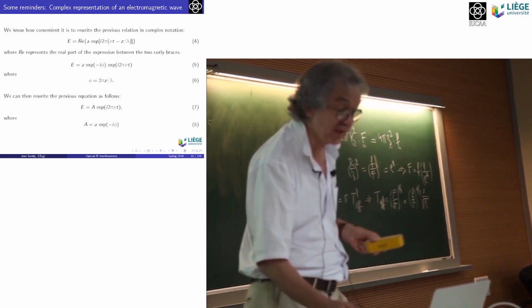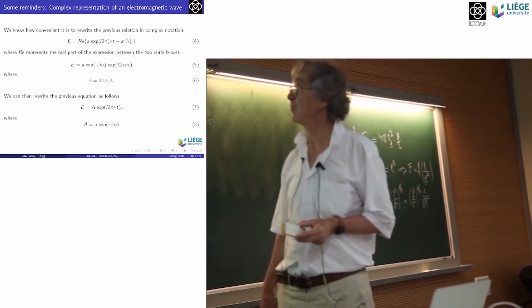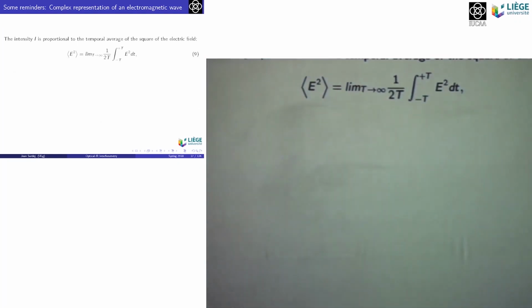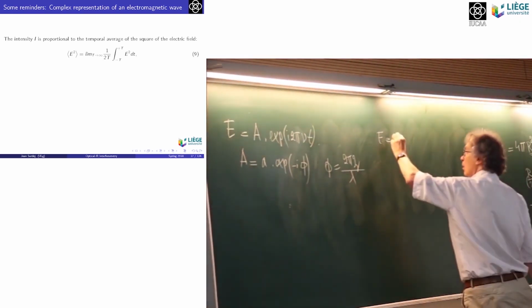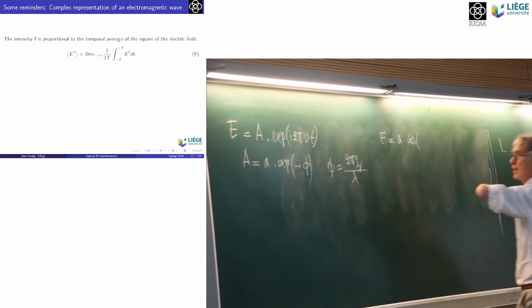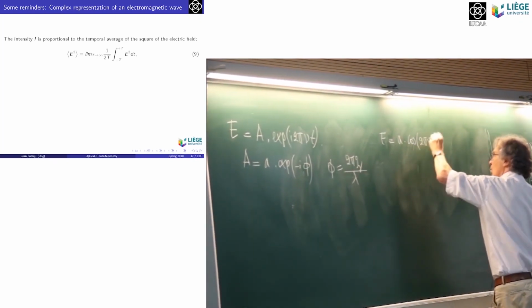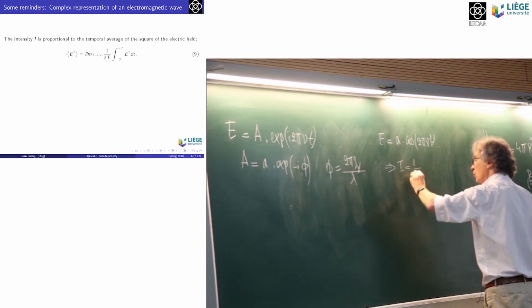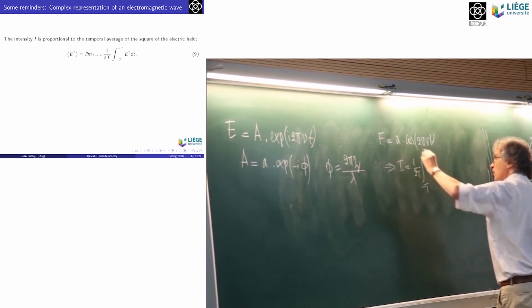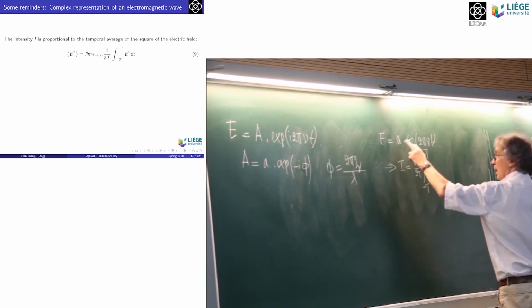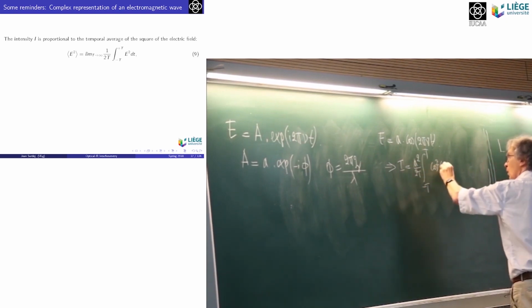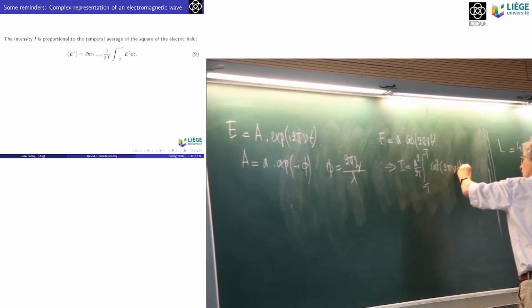So the intensity is proportional to the temporal average of the square of the electric field, so it's given by that expression. And if you replace the quantity E by what we had before, E equals A times cosine of 2 pi nu t, what you would find is that the intensity is equal to 1 over 2T times the integration from minus T to plus T of the square of this quantity, which would give you A square times cos square 2 pi nu t dt.